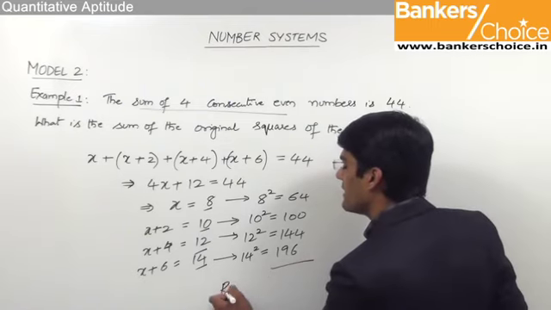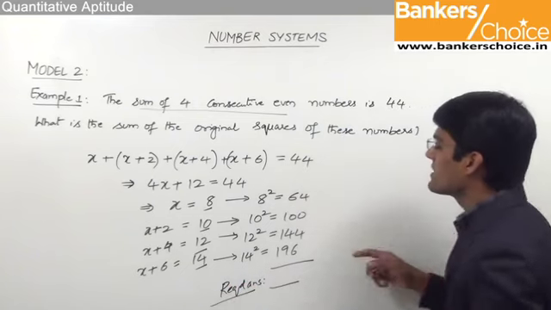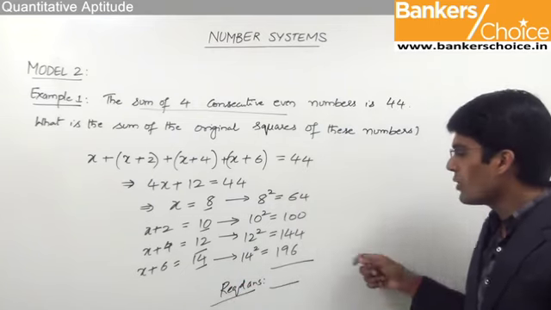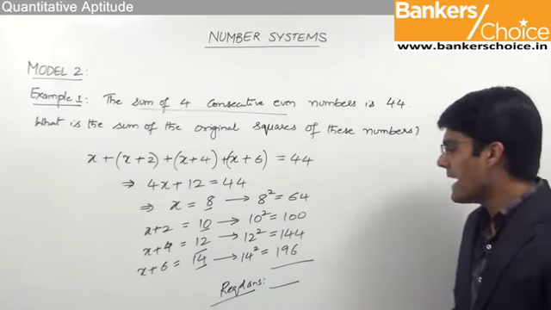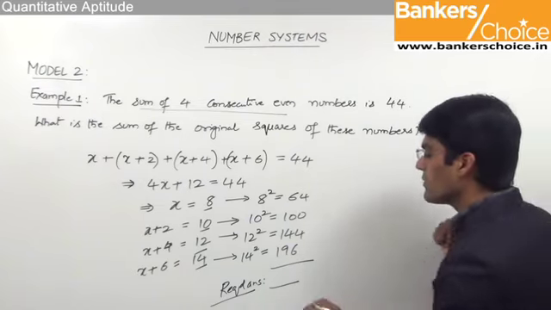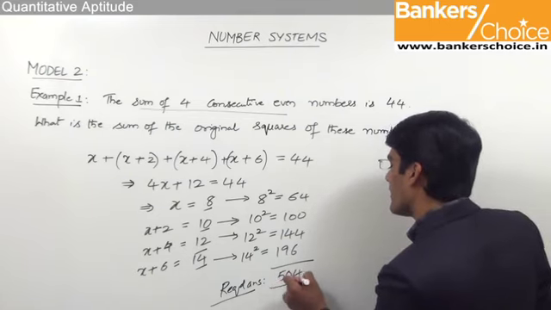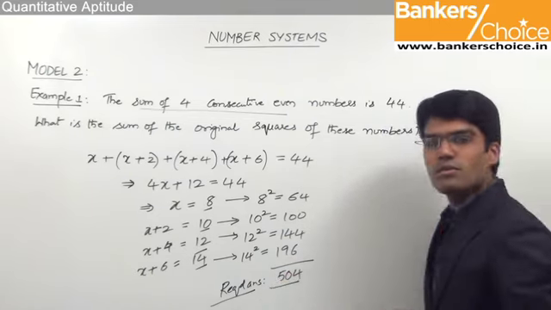So we can say that the required answer as per the given question will be equal to 64 plus 100, 164. 164 plus 144 is 308. 308 plus 196 will be equal to 504. So the answer for this question is 504.